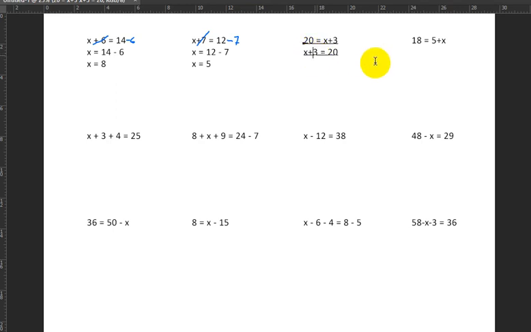And now this becomes a problem that we can solve again. We can take away the plus 3, cross it out, take it over to this side. This becomes minus 3. So x is equal to 20 minus 3. So x is equal to 17.